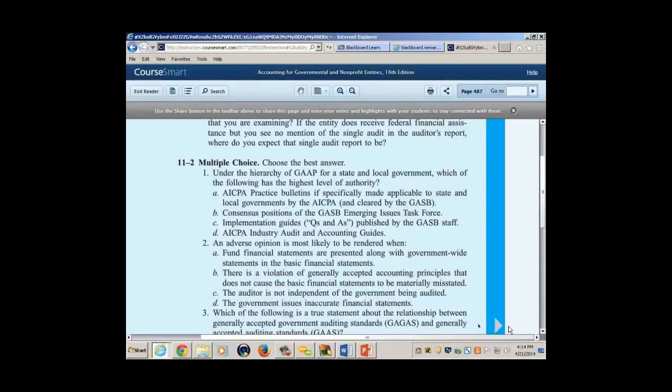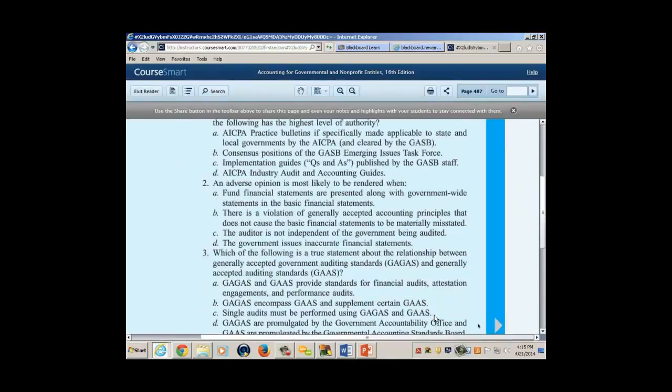2. An adverse opinion. What do you think that is? How many say B or D? Remember, I'm not asking about qualified opinion, I'm asking for adverse opinion. Remember when I said the CPA has gone crazy, the CFO has gone crazy? Okay. The answer really there is D. The government issues inaccurate financial statements.